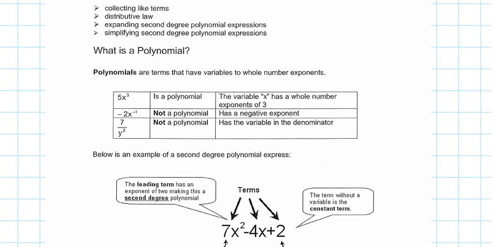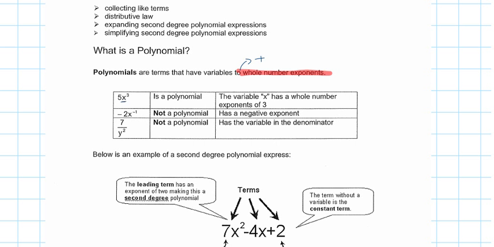So the first question that we're going to ask ourselves, what is a polynomial? So polynomials are terms that have variables to whole number exponents. So the important part here is that it's a whole number exponent. Okay? So you have a variable. A variable means it's a letter, okay, with an exponent that is a whole number. Okay? And it also has to be a positive whole number. So add to this a positive whole number. Okay?